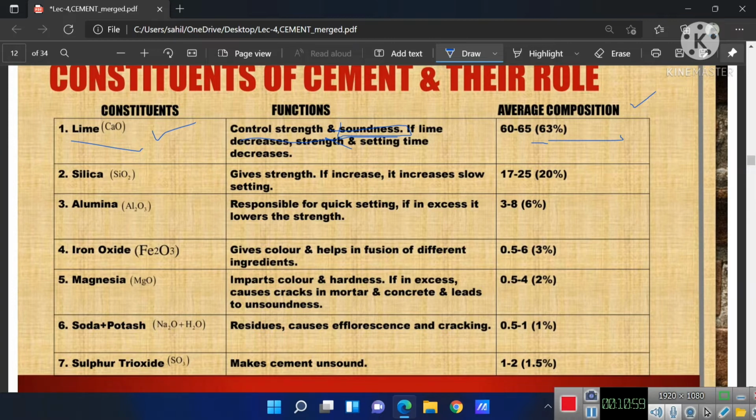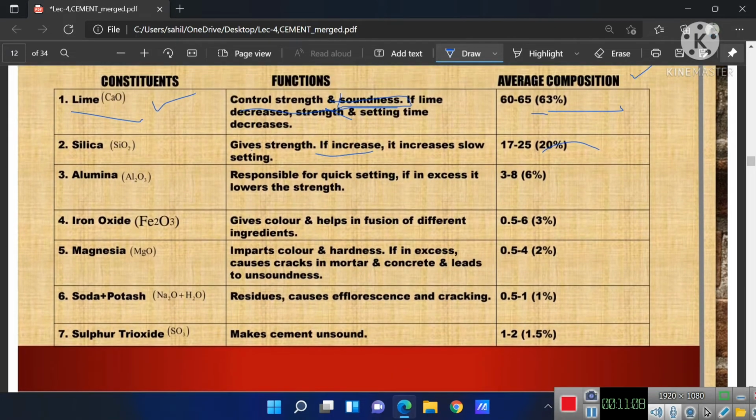Now, silica gives strength. If it is present in excess, it increases the setting time, and it must be present in about 20%. Now, alumina is responsible for quick setting, and if it is present in excess, it lowers the strength, and it must be present in about 6%. In the case of iron oxide, it gives color and helps in fusion of the different ingredients, and it must be present in about 3%.